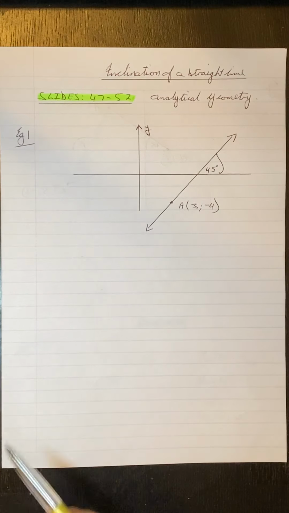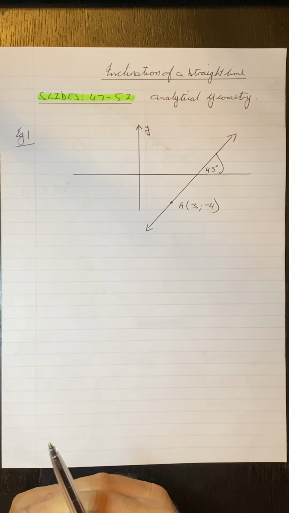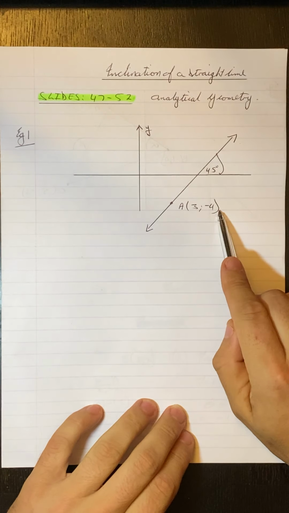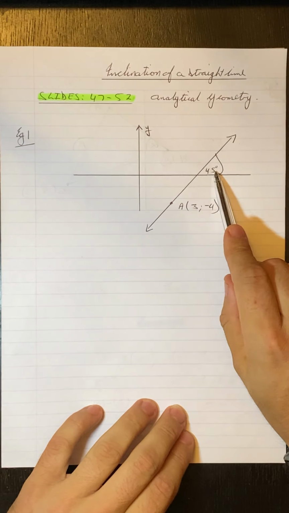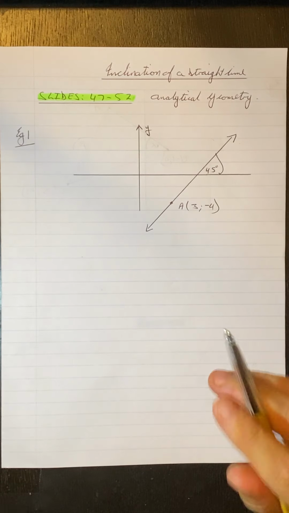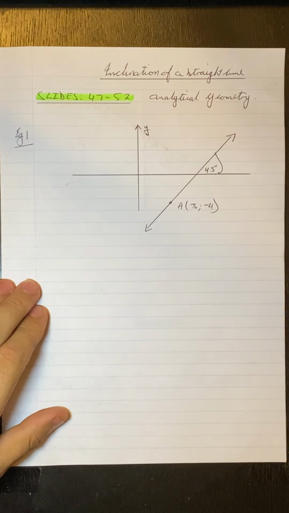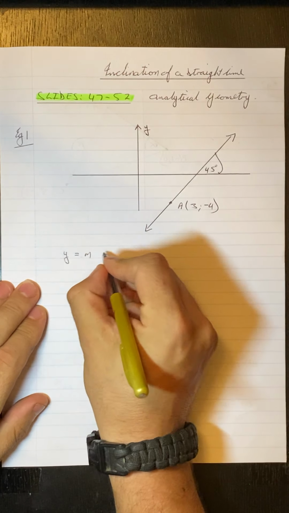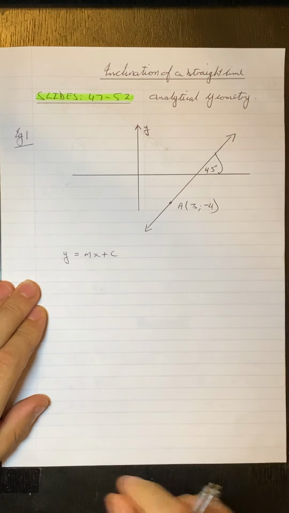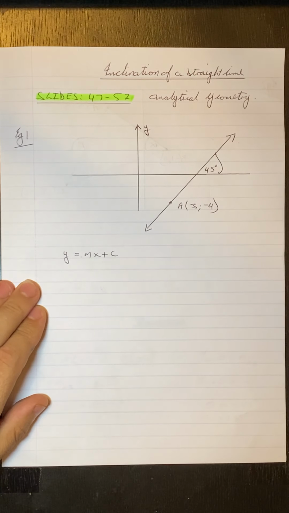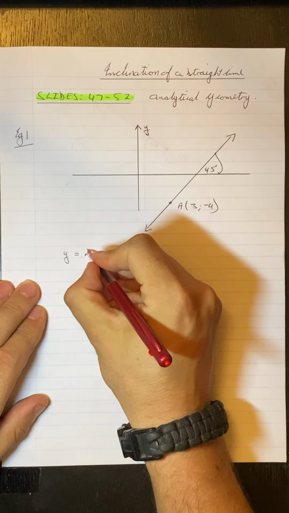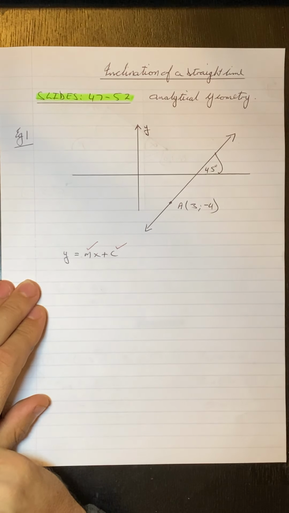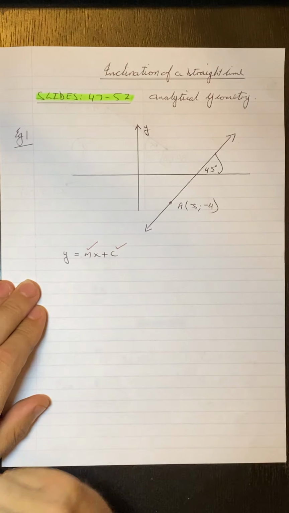So the first example says, determine the equation of a line through the point A (3; -4) and it has an inclination of 45 degrees. Now, because it's a straight line, we know that the general equation for a straight line is y is equal to mx plus c. You have two unknowns here that you need to solve for. We need to solve for the m and for the c. Now, the first thing that we're going to solve for is for the m.